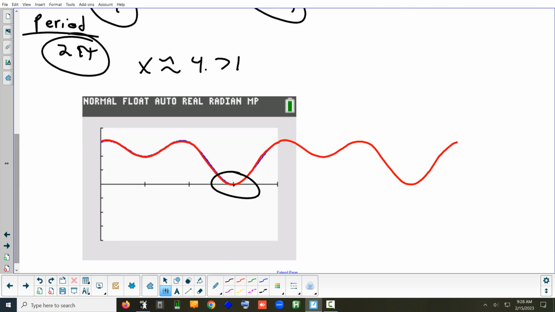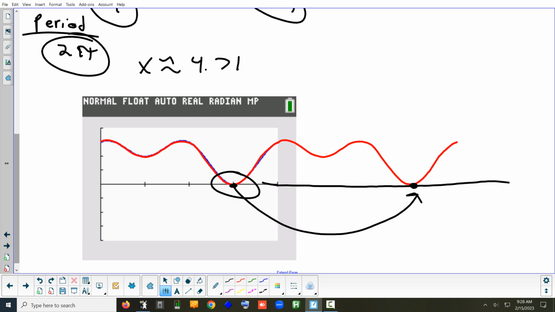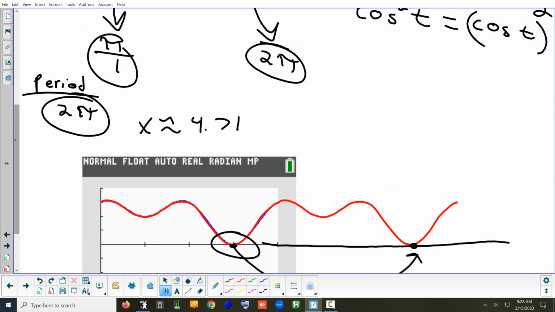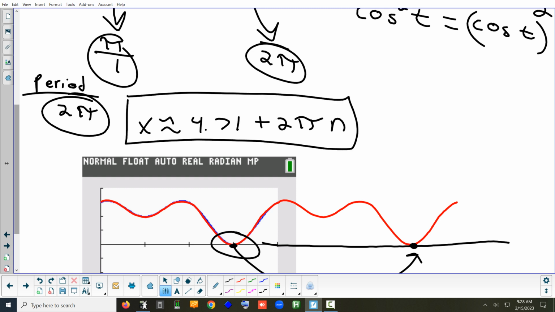Now, that is that. But that answer is going to occur again right there. How much later does that answer come back again? 1 period later, which in our case is how much later? 2 pi. And it's not just going to come back 1 period later, it's going to come back any number of periods later or earlier. It's going to repeat forever. And that's the answer to that one.